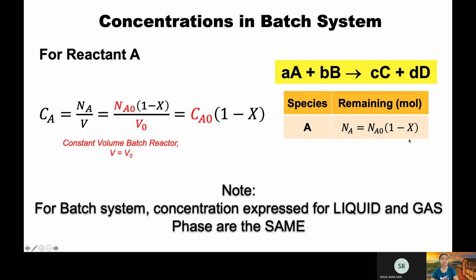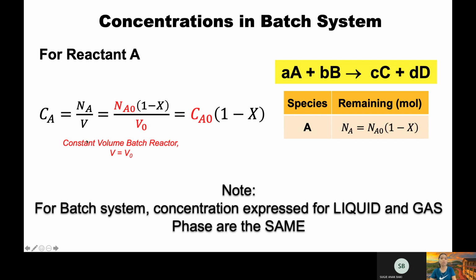Okay, now kita nak express Ca, right? Okay, nak express Ca, concentration of A. Ingat kan rate law tadi ada Ca kan? Okay, concentration of A is equals to Na per V. Concentration of A, outlet or remaining concentration of A equals to remaining moles of A per volume reactor.